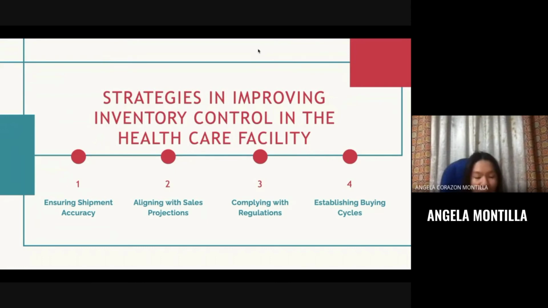Next is aligning with sales projections. Coming up with an inventory tracking report in comparison with actual sales proves to be a challenge in the field of medicine. However, it is necessary to prevent wastage, identify trends, and ensure that there is no excess inventory. Third is complying with regulations. The health institution should be responsive to the current trends and needs of the highly regulated healthcare industry.